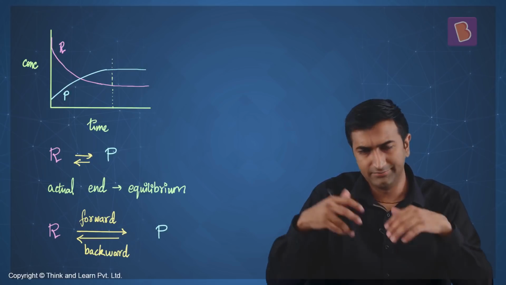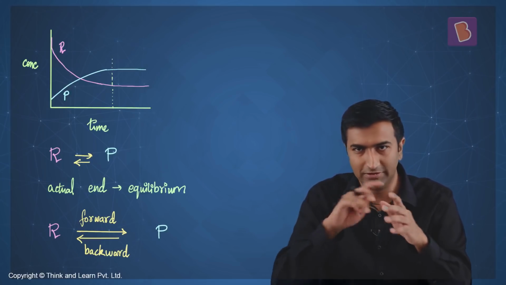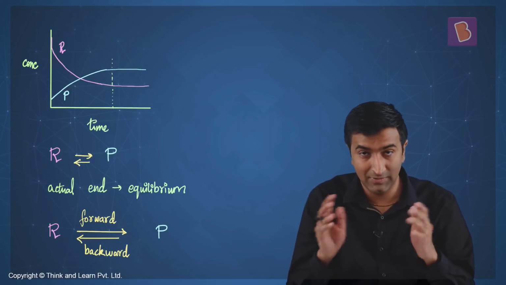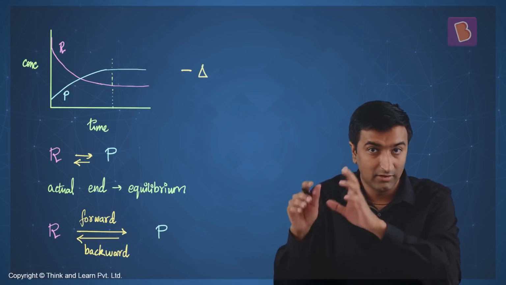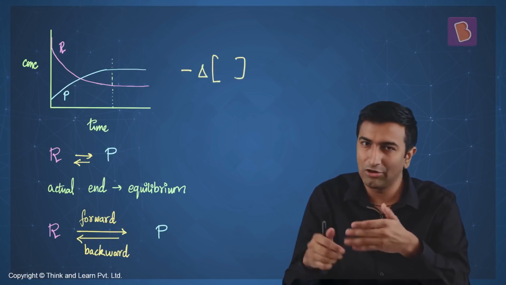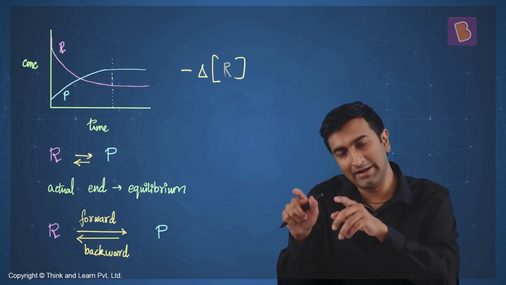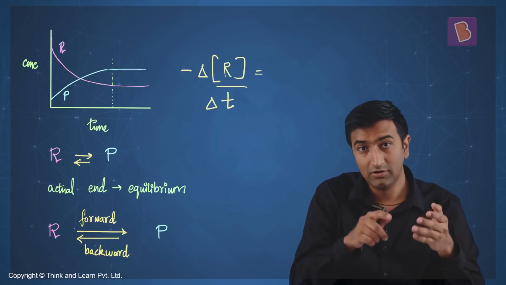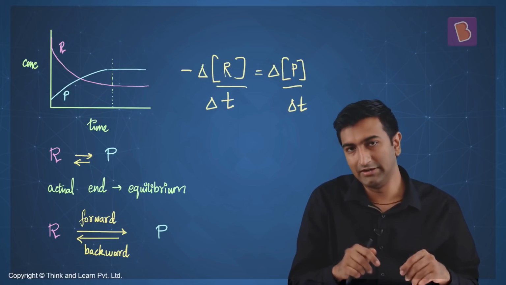All right. So this basically can be written as rates being equal: negative of delta R by delta T is equal to delta P by delta T, where the square brackets denote activity, or concentration in our case, and P is the product.